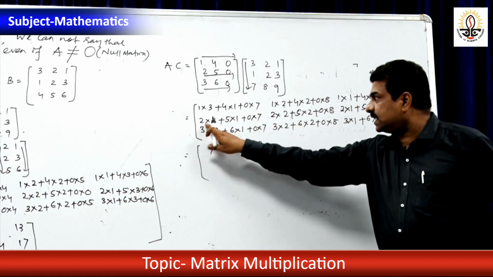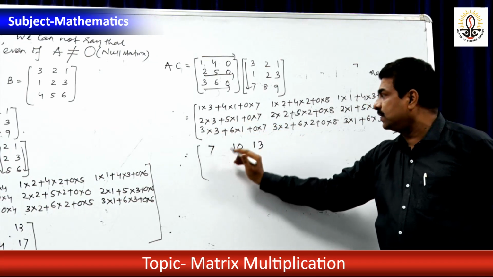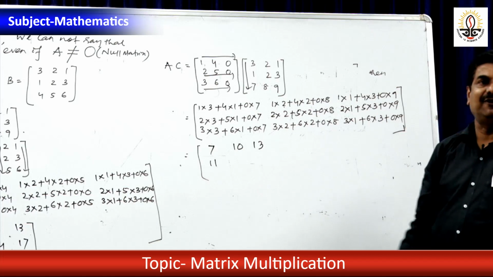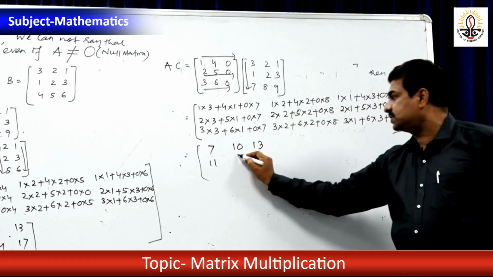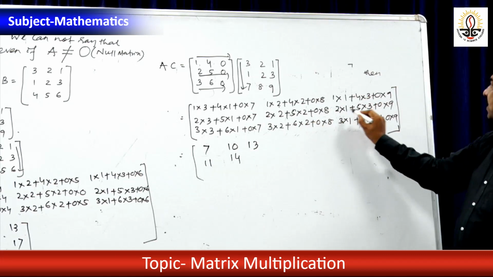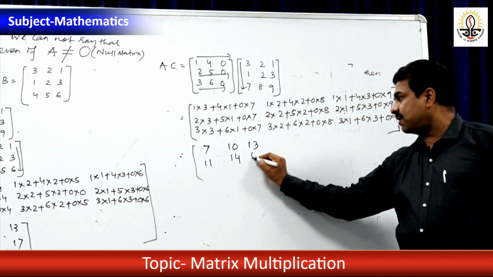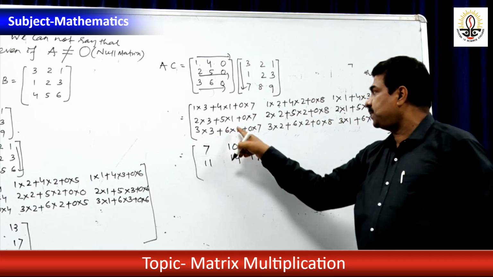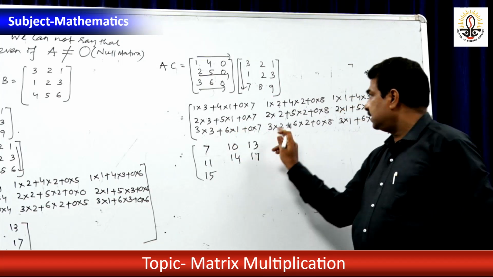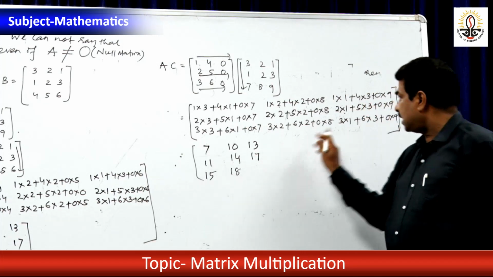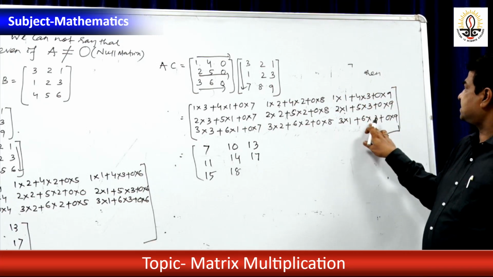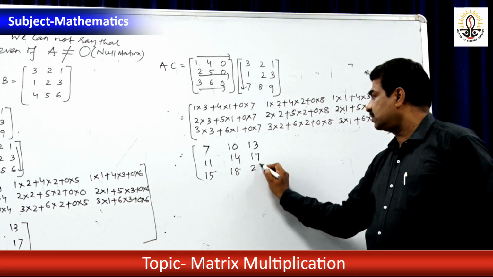Here you see in the second case 6 plus 5. This value is equal to 11. In the second case 4, and this value is 4 plus 10. This value is 14. And this value is 15, 17. And this one is 9 plus 6, 15. Here you see 6 plus 12 is 18. Here you see again 3 plus 18, which is equal to 21.